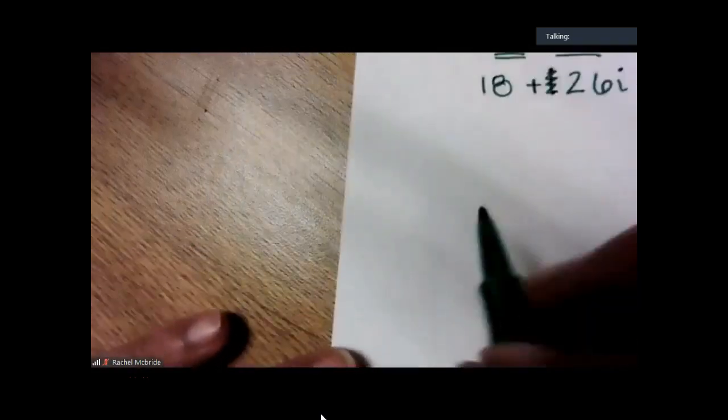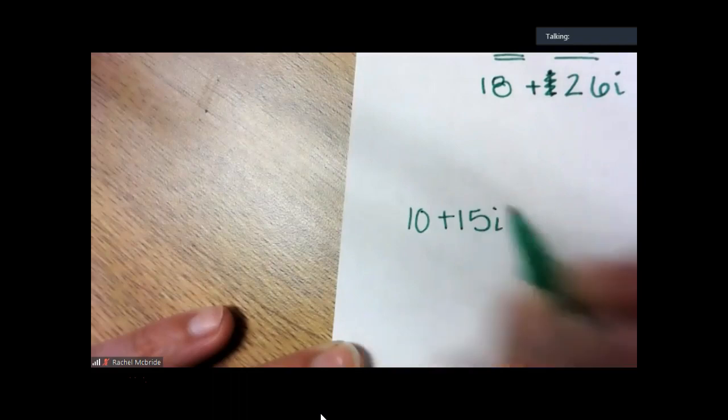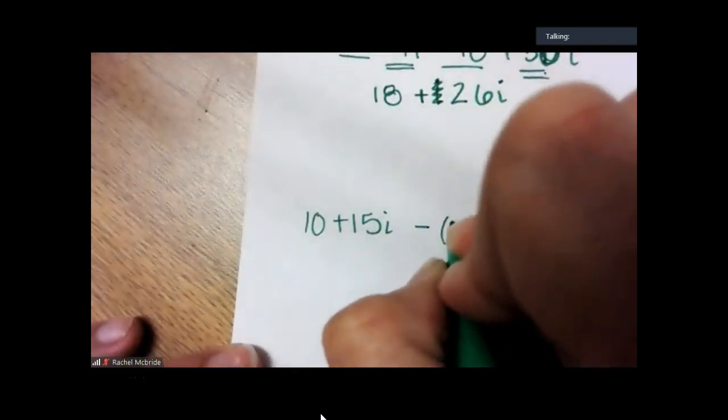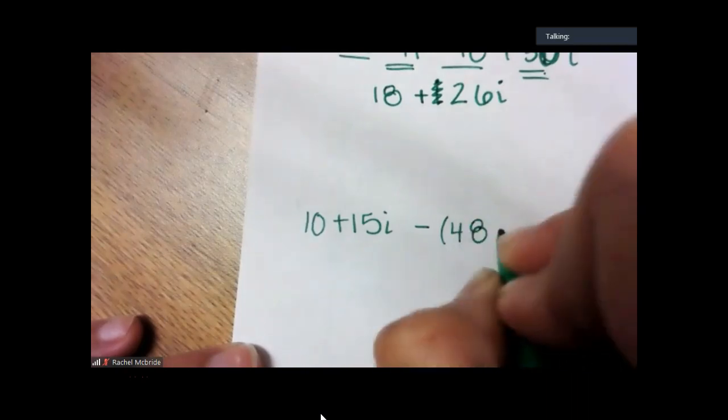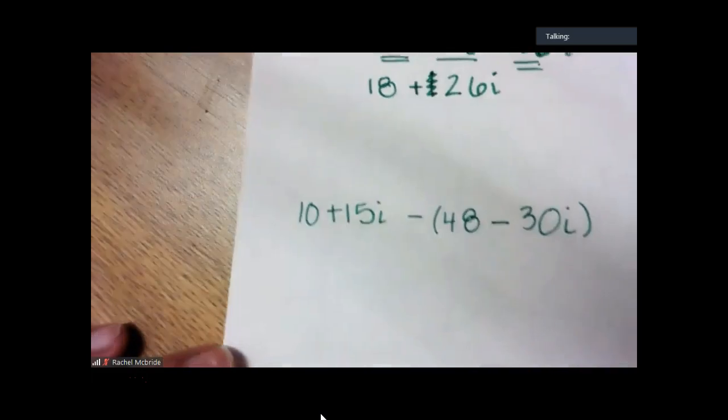All right, 10 plus 15i minus 48 minus 30, I didn't lose my 0, i.